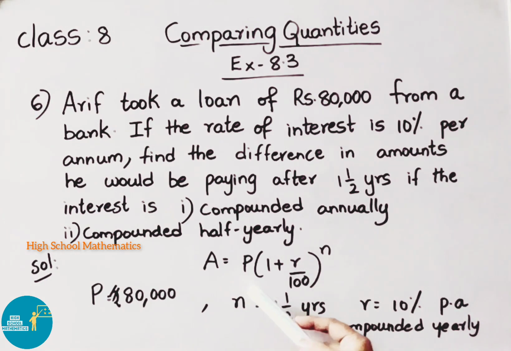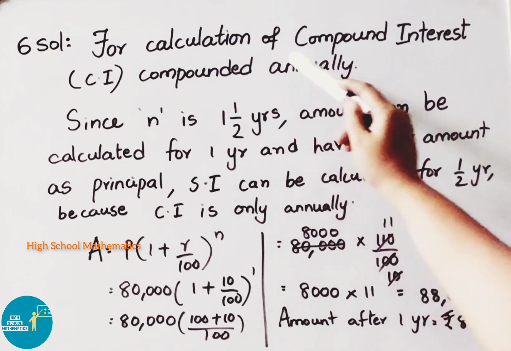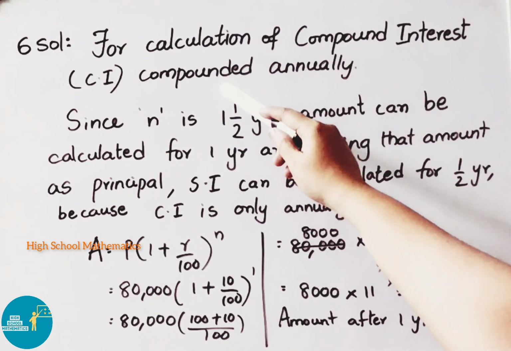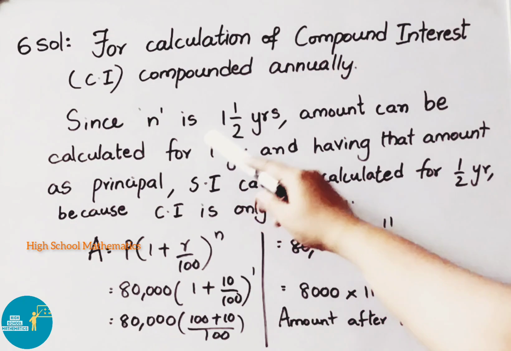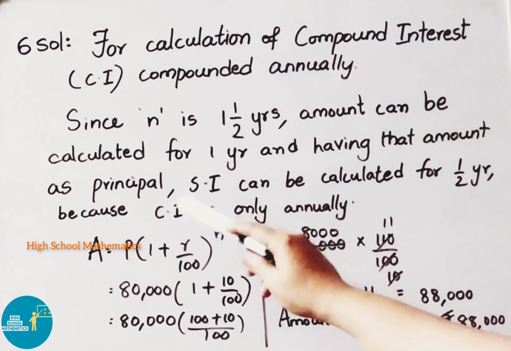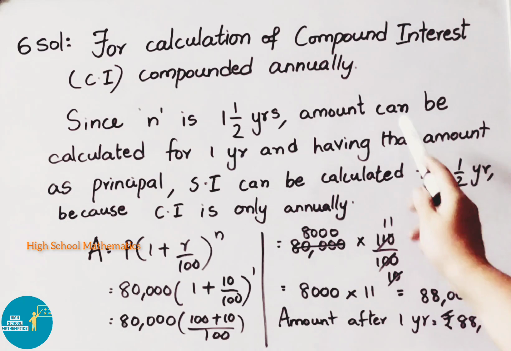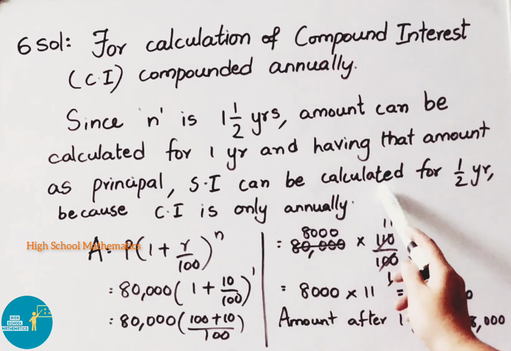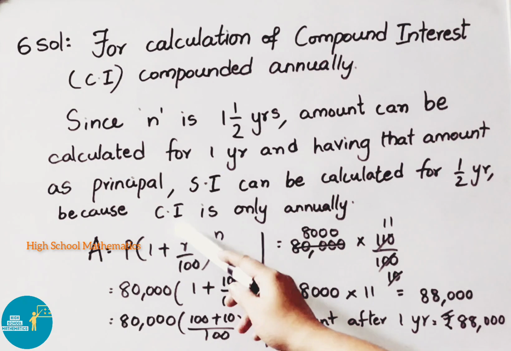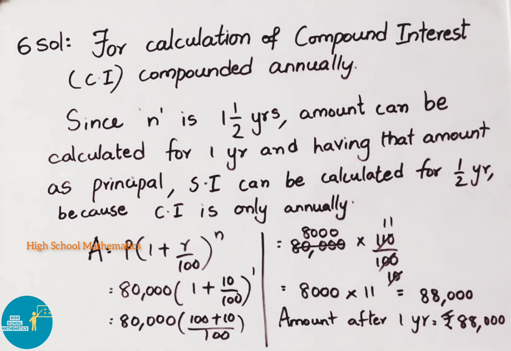We know the amount equals principal amount P into 1 plus R by 100 whole power n formula. Here the principal amount P is 80,000 rupees, n, the number of years, is 1.5 years, and the rate of interest is 10% per annum compounded yearly. See now, for calculation of compound interest compounded annually, since n is 1.5 years, the amount can be calculated for 1 year, and having that amount as principal, simple interest can be calculated for half year, because compound interest is only annually.